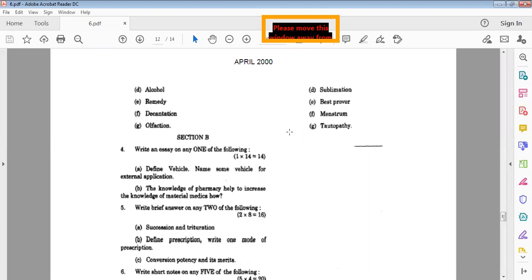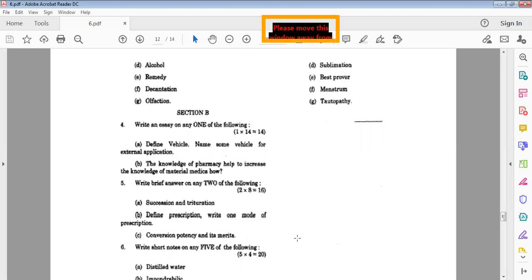Then define prescription, write modes of prescription. You can write that. Then conversion potency and its merits. Conversion means we can convert it into liquid form, and liquid form we can keep very easily. So that is its merit.